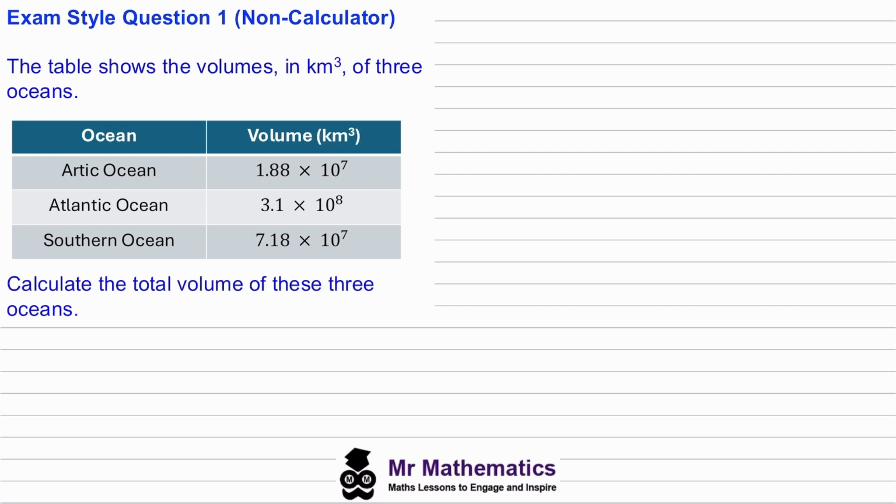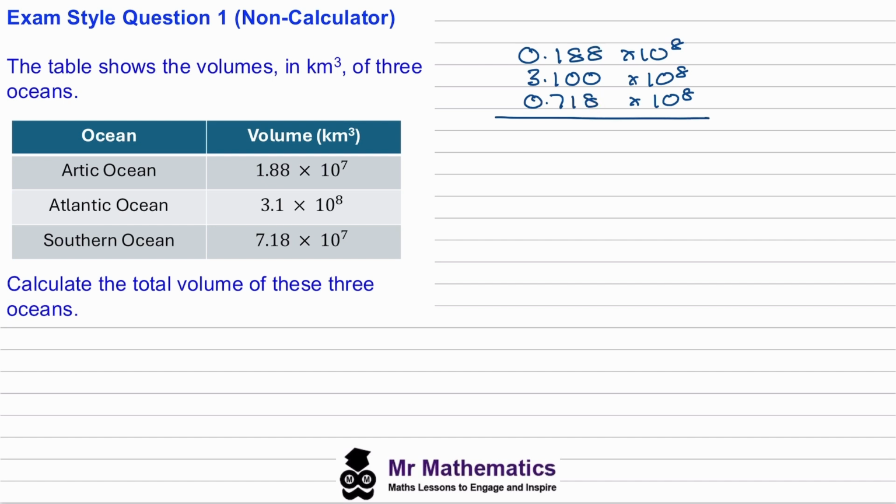So to find the total volume, we need the Arctic Ocean and the Southern Ocean to be written as 10 to the 8. So if we multiply 10 to the 7 by 10, we'll divide this by 10, and we'll get 0.188 times 10 to the 8. We've got the Atlantic Ocean, and then we'll do the same for the Southern Ocean. And this will give us 0.718 times 10 to the power of 8. And then we just need to add these together.